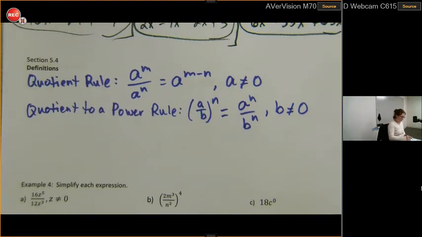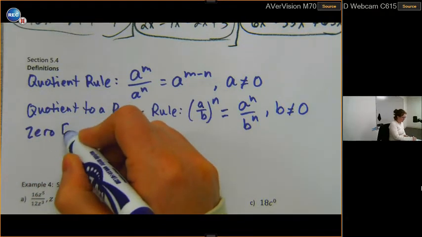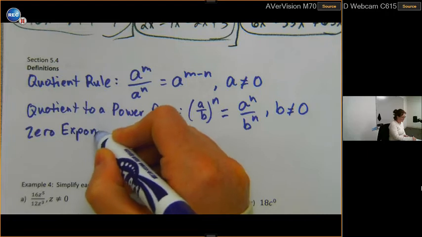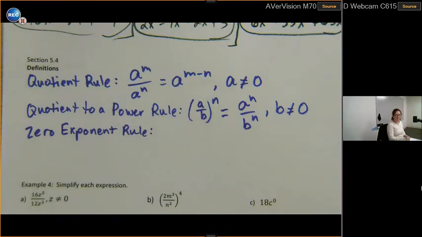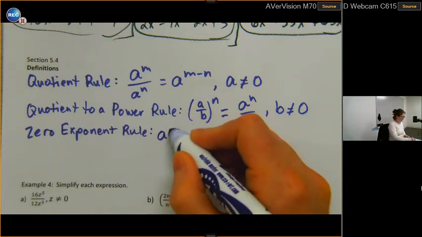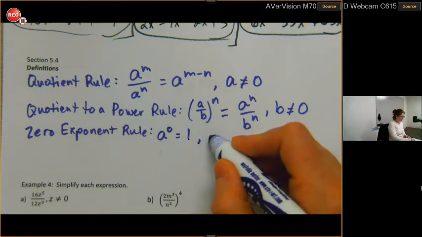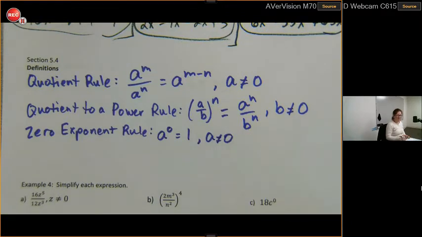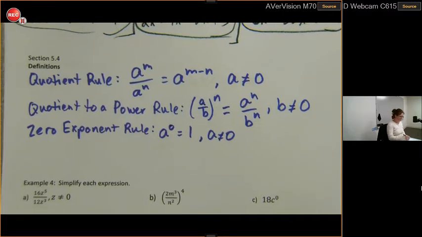A couple more rules. One is the 0 exponent rule. The 0 exponent rule is anything raised to the 0 power is equal to 1, except 0 itself. 0 to the 0 is something entirely different. You would maybe study that in calculus.